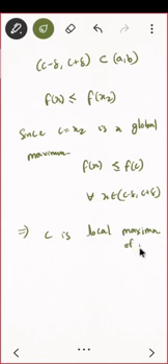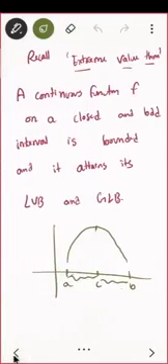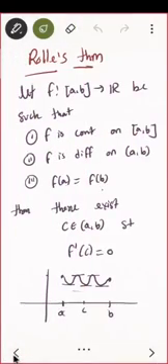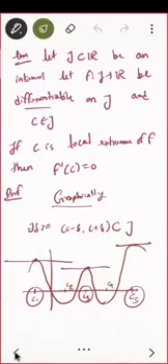Local maxima of f. What do you mean by local maxima of f? By the previous theorem I have proved already. Do you remember? I have proved something. Look at this theorem. I just wanted to use this. If c is a local extremum, either maxima or minima, then f dash of c is 0. This is what I wanted to prove.